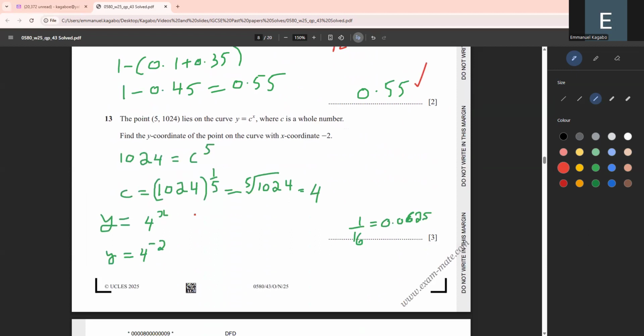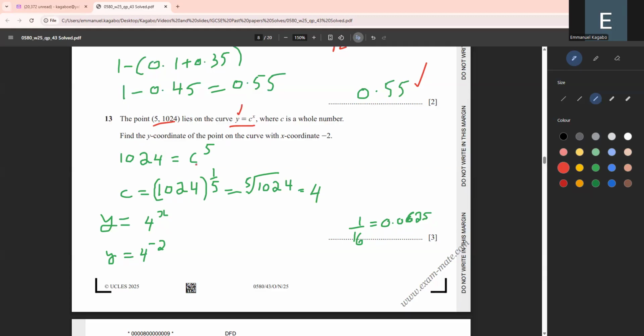Okay. Next question. They gave you an equation here, and that equation is going through this point. Then they say find the y coordinate of the point on the curve when the x coordinate is given. I can't find the value of y until I've managed to get the value of c. So to get the value of c, what do we do? We have to use this point. That's why I substituted here. This is the y value, that's the one I'm replacing here. So 1024 equals c to the power 5.